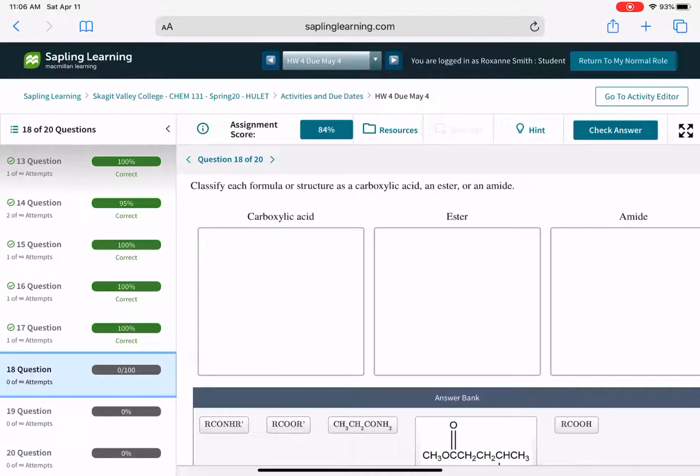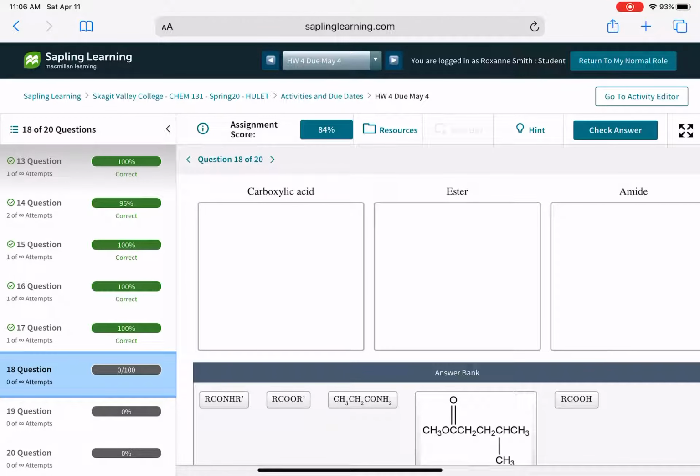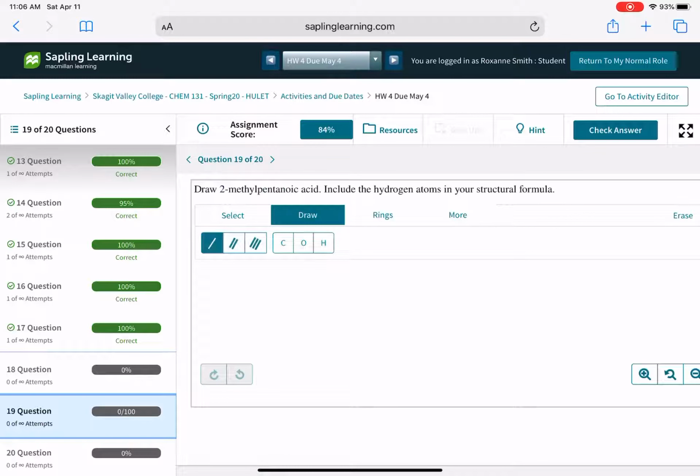Here are some tips for your last 3 questions on Sapling Homework 4. And I think I'm not going to start with this one. I'm going to start with question number 19, drawing 2-methyl-pentanoic acid, because we don't practice a lot drawing a molecule from its name. When I am being asked to draw a molecule from its name, I always start at the end of the name on the right-hand side and I go backwards to the front of the name on the left-hand side.